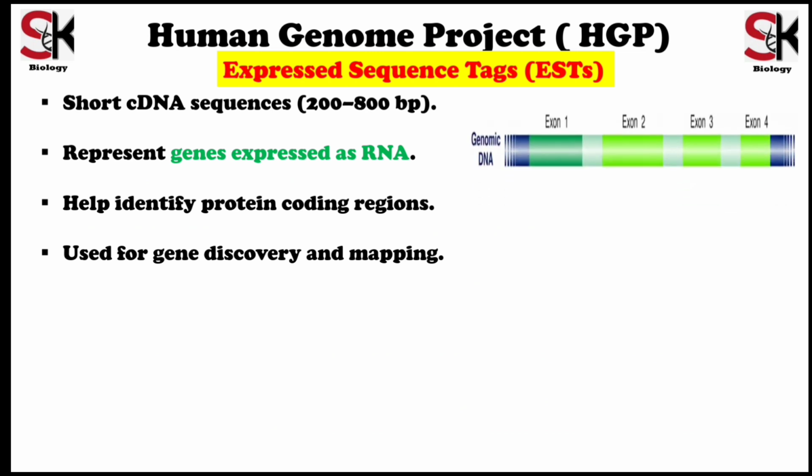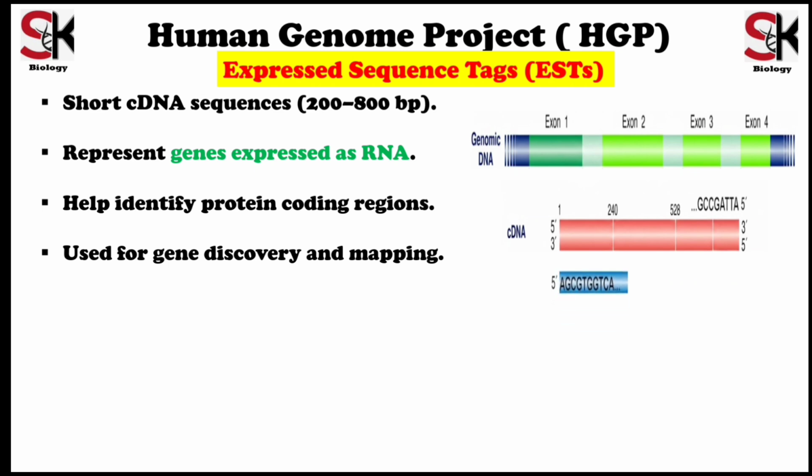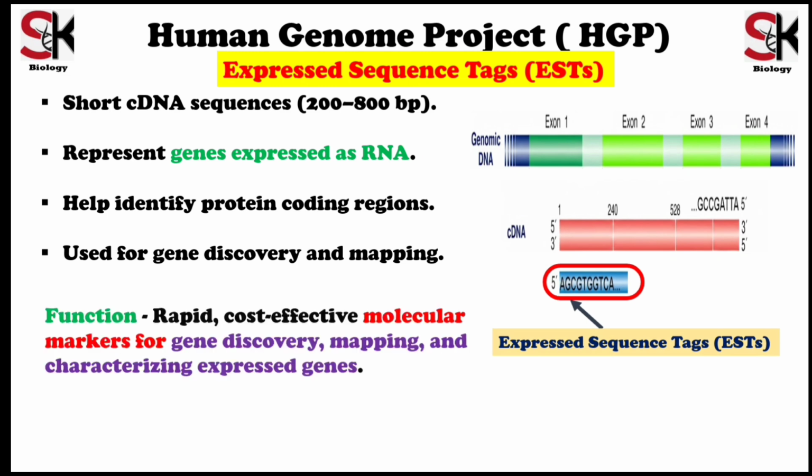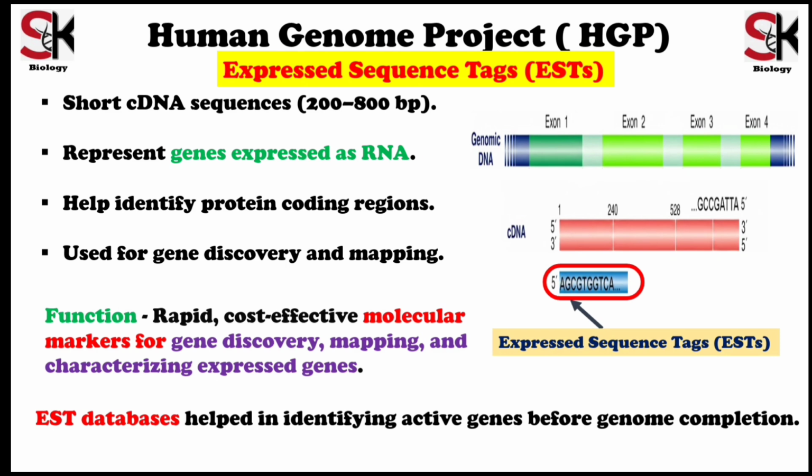As shown here in figure, genome contains exons and introns. Exons come together to form cDNA, that is complementary DNA. A small sequence on cDNA is the expressed sequence tag. Scientists created expressed sequence tag databases to identify active genes before completion of genome sequencing.